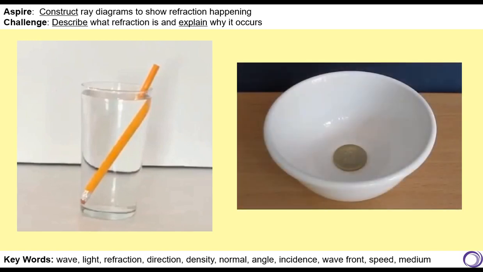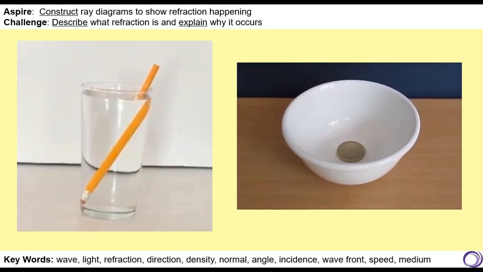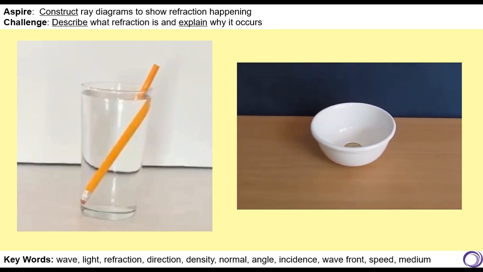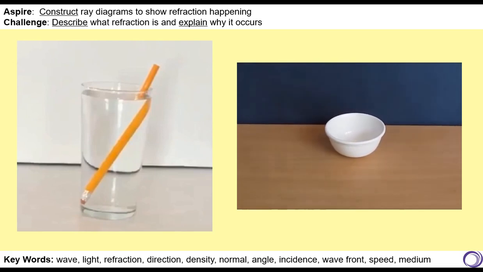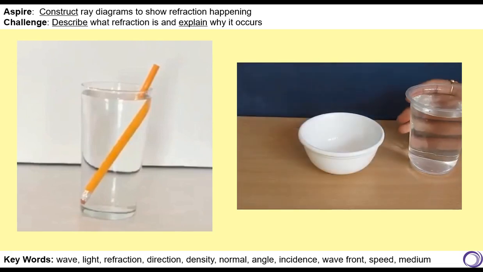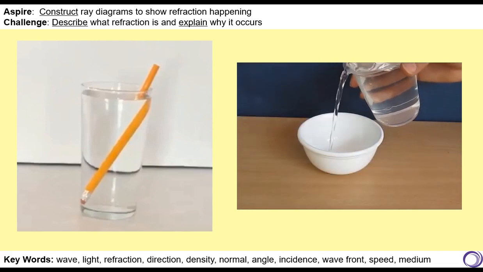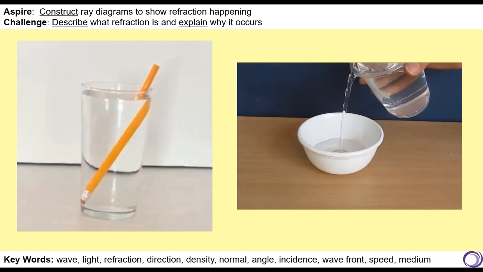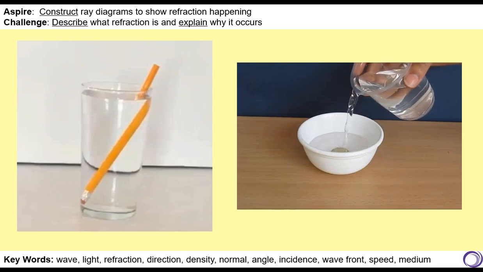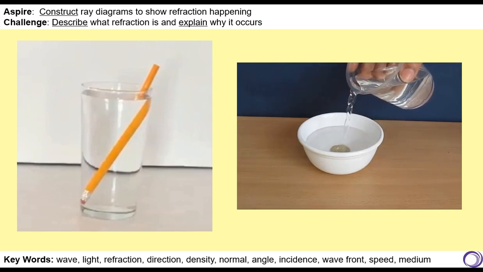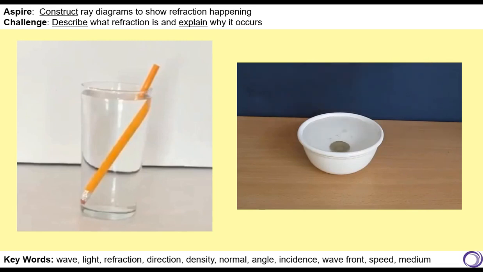Here is another optical illusion that is going to help us understand what is happening here. Have a look at this. If you start with a coin placed in a bowl of water and then move back until you're in a position where you can no longer see the coin, you then take some water and slowly pour it into the bowl. And what you start to see is the coin. Now, I promise you that the water has not made the coin move.